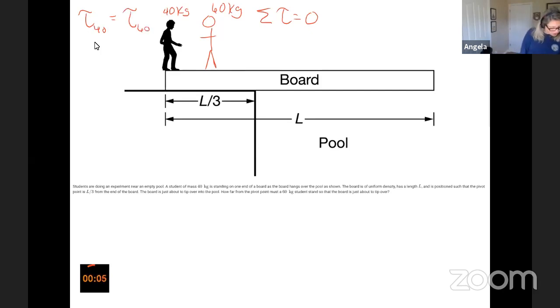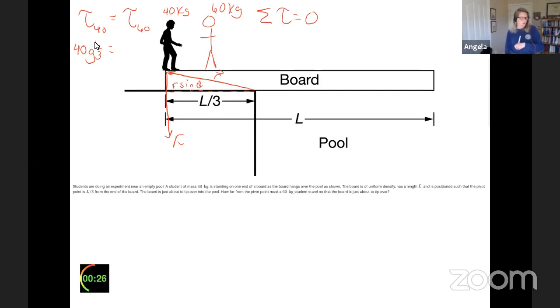Okay, so what do we have here? Again, with the same thing, I know that R would be kind of like, whoa, that wasn't a very good line, was it? R would kind of be like this. That's R, and then F is like this. But what we care about is the R sine theta, this one here, R sine theta. Okay, and that is L over 3. So we're going to do 40 g L over 3. That's the torque from the 40 kilogram student.